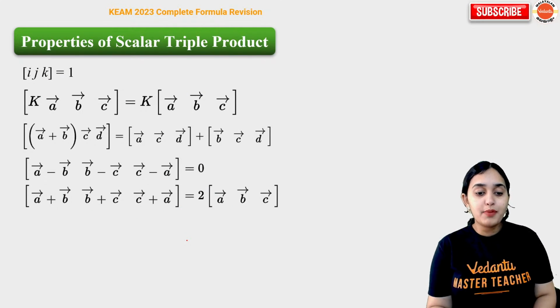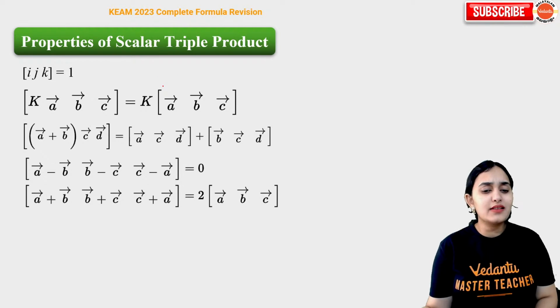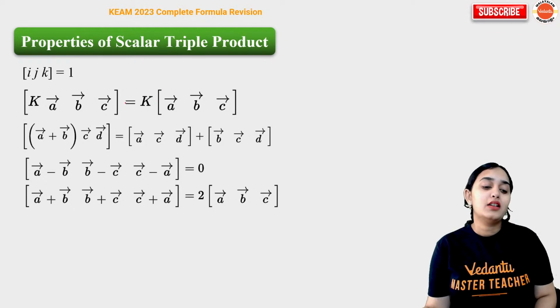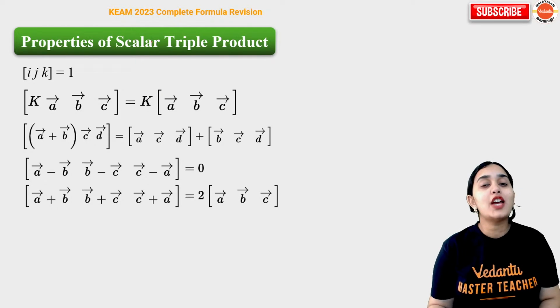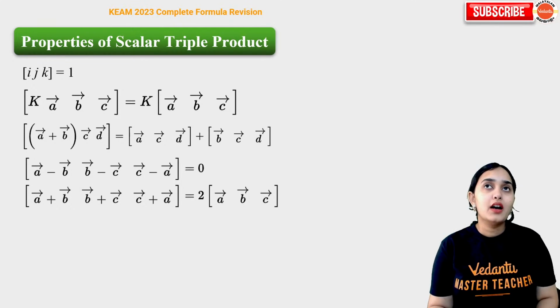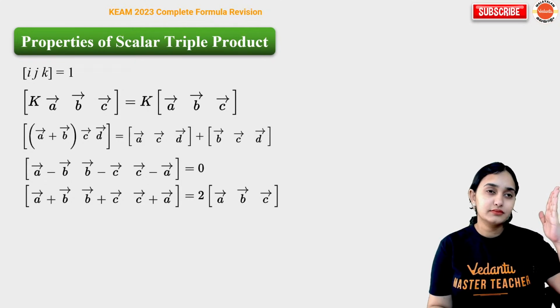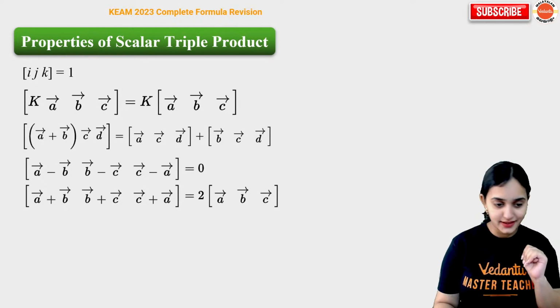Okay, properties of scalar triple product. This is not that important. Not asked much in the exam. Generally, they only ask about coplanarity of three vectors. Okay.